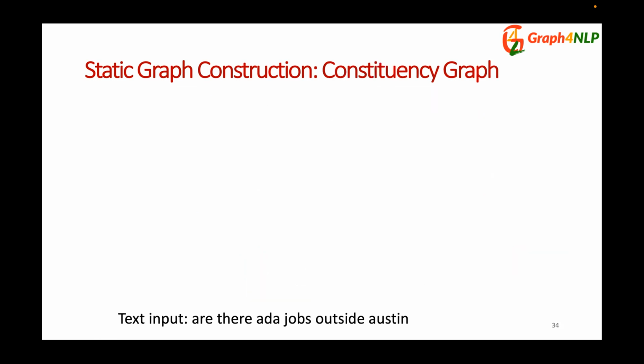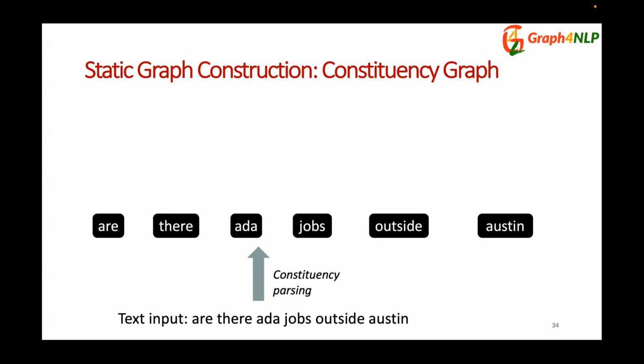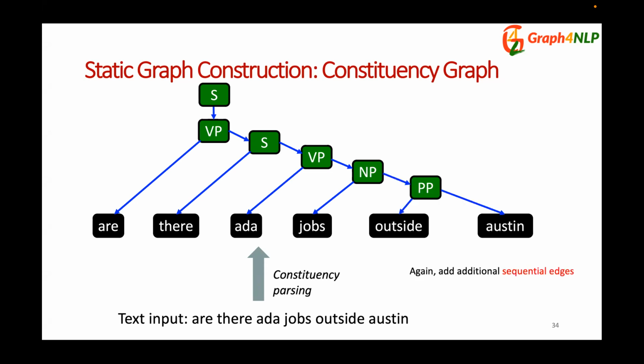The next static graph construction approach we will introduce is constituency graph construction. The constituency graph is able to capture phrase-based syntactic relations in a sentence. For instance, given a sentence, we can apply constituency parsing tools to convert it to a graph. For the same reason, we can add additional sequential edges between the nodes.